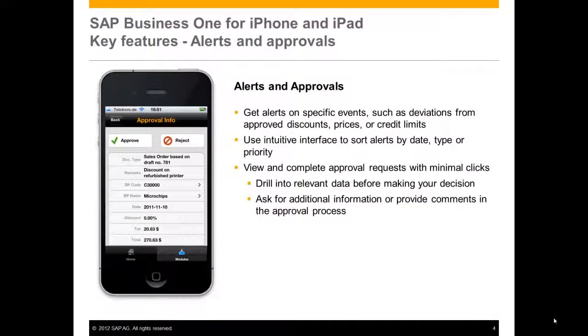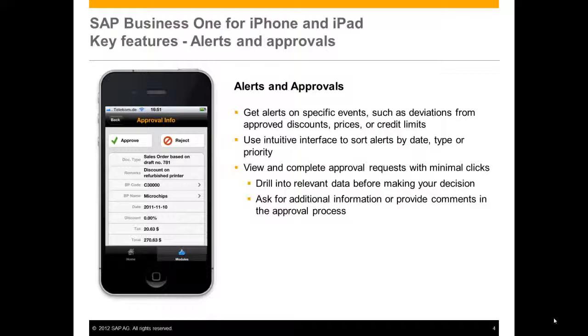So what are some of the key features that are available in the mobile application? Well, the first thing is we give you the ability to interact with the alerts and approvals functionality of SAP Business One. Any alerts and approvals that are triggered in the back-end SAP Business One application will automatically be represented out to you when you're accessing the mobile app. So you can get alerts on specific events like deviations from approved discounts, prices, or credit limits. Plus, you can also interact with any user-defined alerts that you have built in the back-end SAP Business One solution.